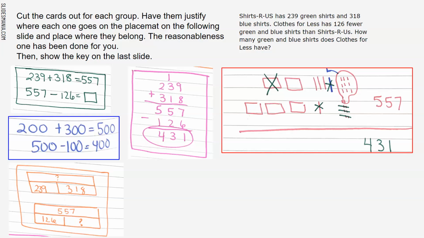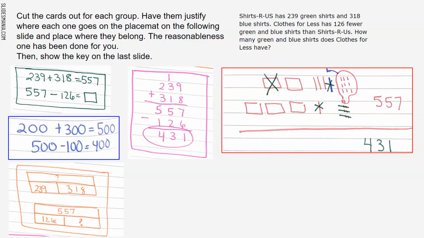In this one, the reasonableness one had been done for them, and the students would just have to talk about which place do these cards go. But before we can do that, we've got to read the problem. Shirts R Us has 239 green shirts and 318 blue shirts. Clothes for Less has 126 fewer green and blue shirts than Shirts R Us. How many green and blue shirts does Clothes for Less have?